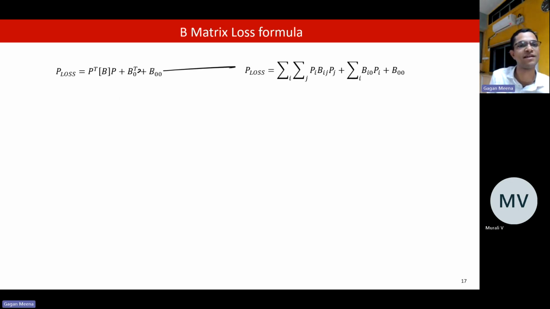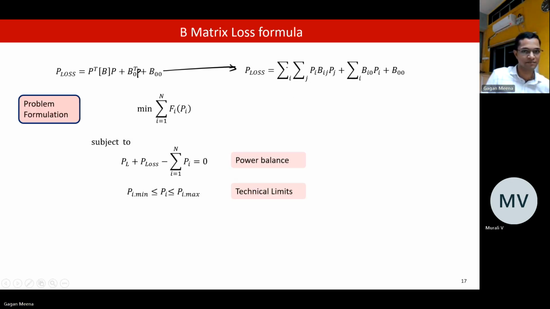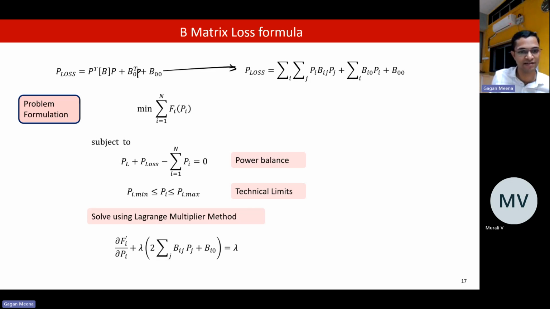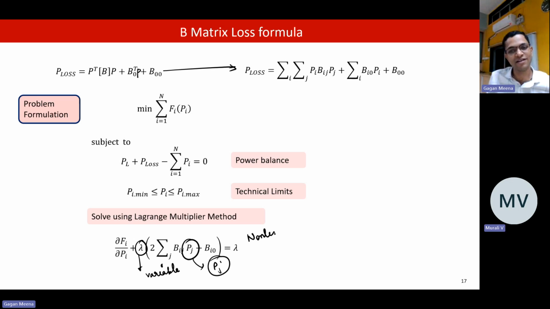Similarly, this we can write. This is written in matrix form, and this is written in summation form. And same thing, if we do the Lagrange multiplier, we find that this is here. The problem here is that this is a coupled problem. This lambda is a variable, right? We don't know lambda. And P is also a variable. We don't know P, and we are getting a product of these two terms. The coordination equation here is a non-linear equation.